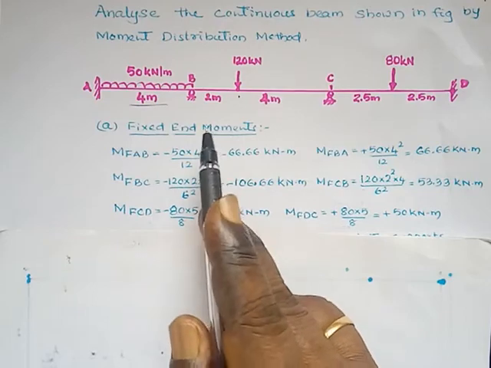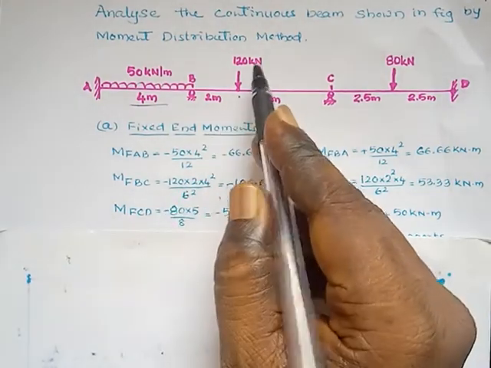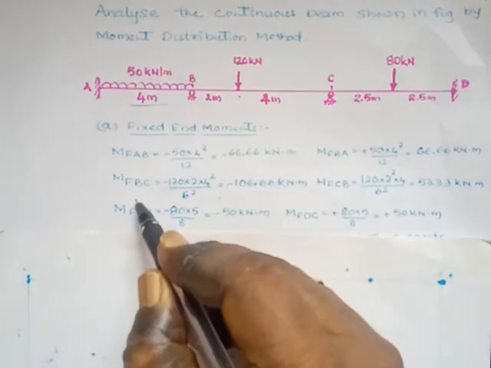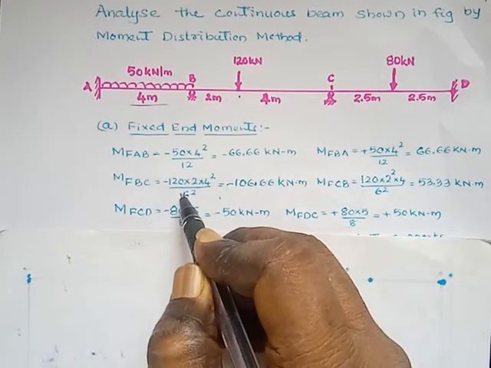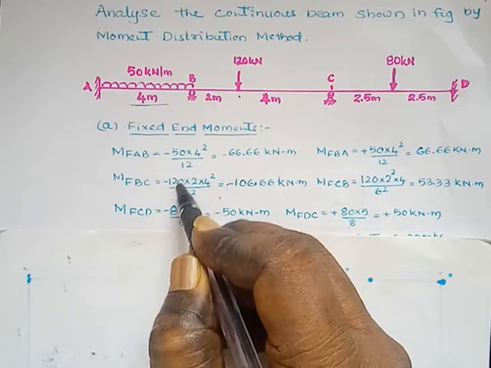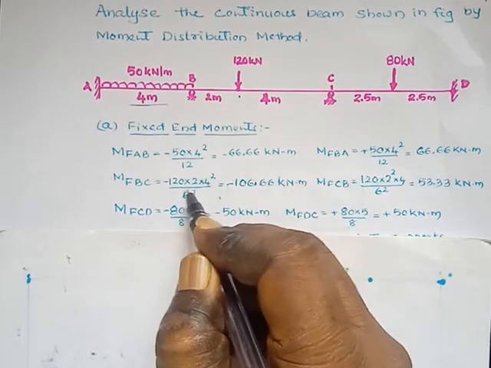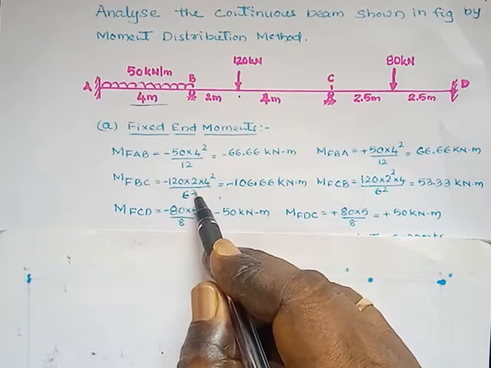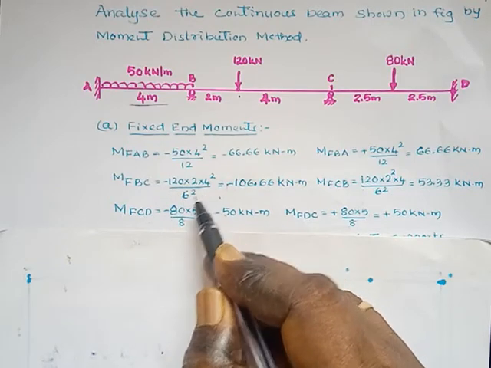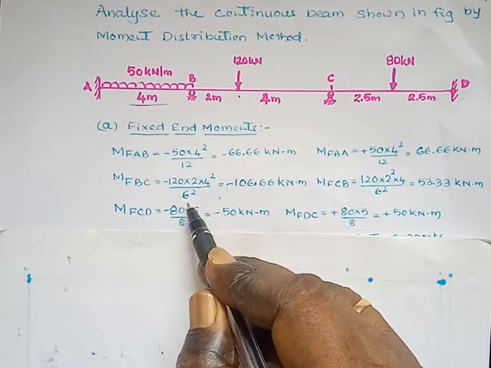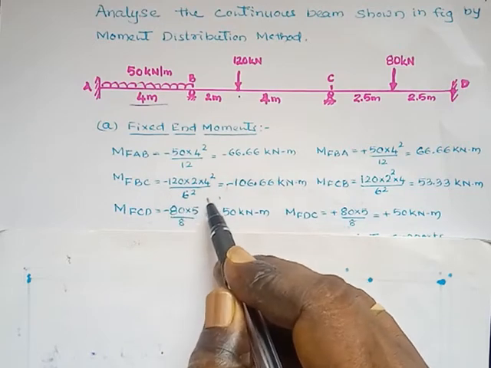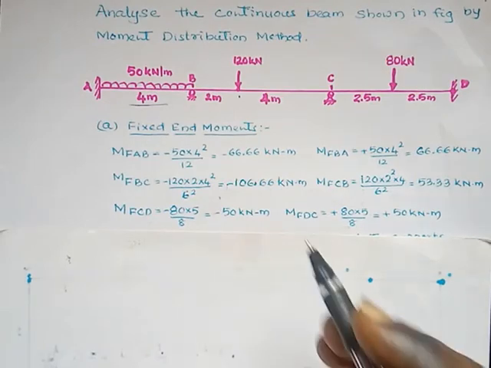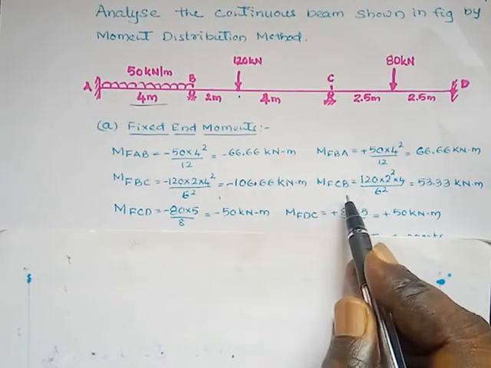For the second span, BC, here W is 120, a is 2 meter, b is 4 meter. MFBC, that one is anti-clockwise, hence negative. It is W a b square by L square. W is 120, a is 2 meter, b is 4 meter, divided by L is 6, that is 120 into 2 into 4 square divided by 6 square, that one is minus 106.66.